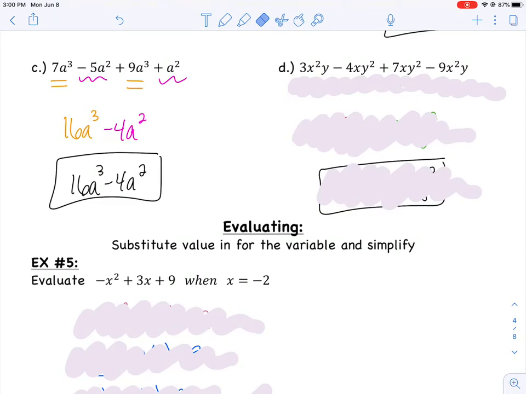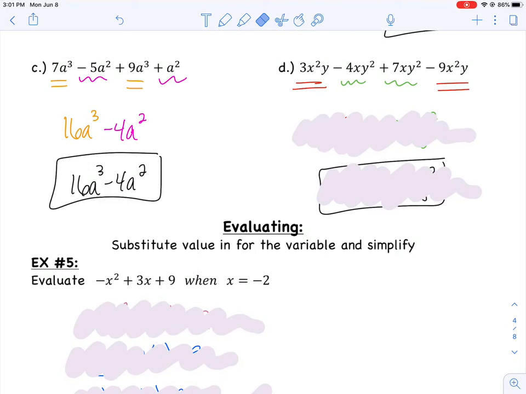Look at D. D is a little bit different because we have lots of different variables. We have x's and y's with lots of different exponents there. Again, they're only like terms if they have the same exact variable with the same exact exponent. So find any like terms in this polynomial and combine them. Now be careful. I notice that I have a 3x squared y and a negative 9x squared y. They have the same exact variable with the same exact exponents. Those are like terms.